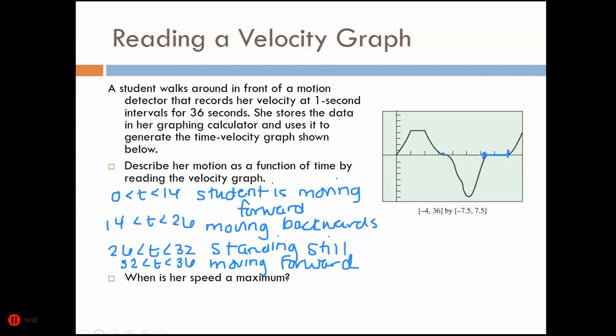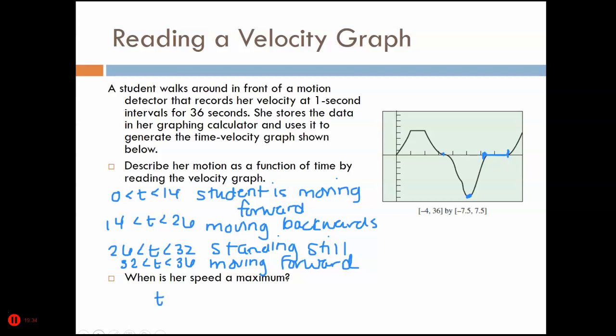Okay. So then it says, when is her speed at a maximum? Yeah, kind of. So in terms of this graph, it is when she's walking backwards. It's going to be at this point right here, right? Because that is the steepest part of the graph essentially.